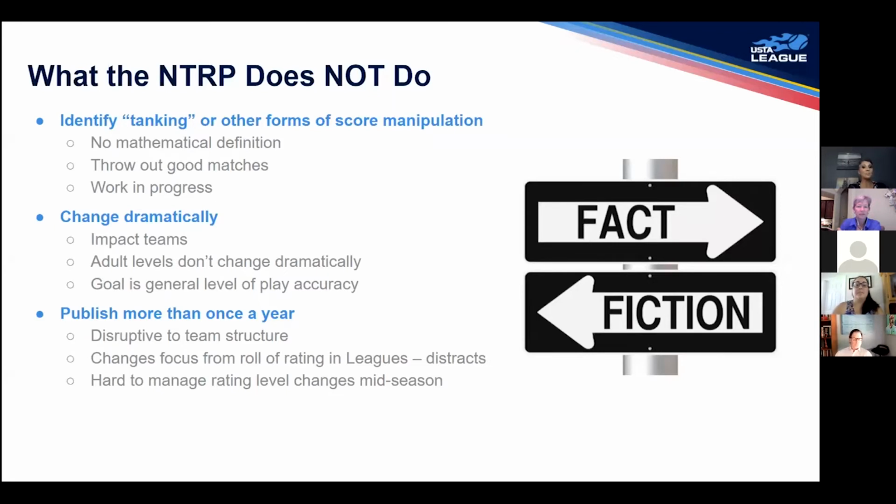The other thing the NTRP does not do is change dramatically. This would certainly impact our team structure, but also adult levels don't change that dramatically. What we found in trends over time, regardless of age, is that once an adult player is playing tennis, their level is pretty well stabilized for longer periods of time. Whereas with youth, we see a lot more volatility, ups and downs in their ratings. So that's why the ratings are published once a year.